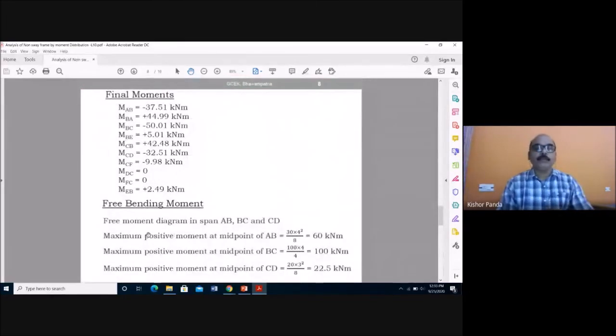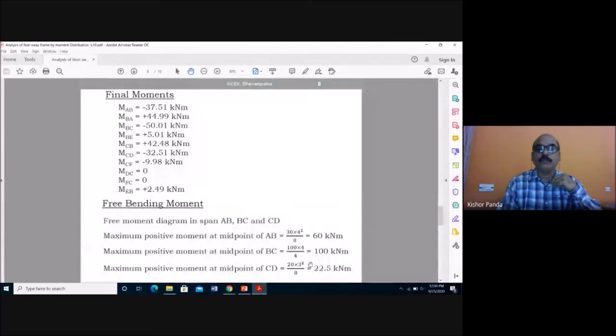So free bending moment diagram, free moment in span AB, BC, and CD. You have to find out the maximum positive moment at the midpoint of AB. You know how to find it: WL square by 8 if UDL is present. So the maximum positive moment is WL square by 8, 30 into 4 square by 8, 60 kilonewton meter. Then the maximum positive moment at the midpoint of BC. Here the point load is present at the midpoint. The moment is equal to WL by 4, 100 into 4 by 4, 100 kilonewton meter. Similarly, for span CD, the UDL is present.